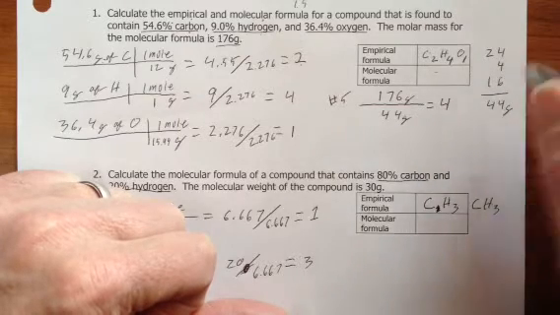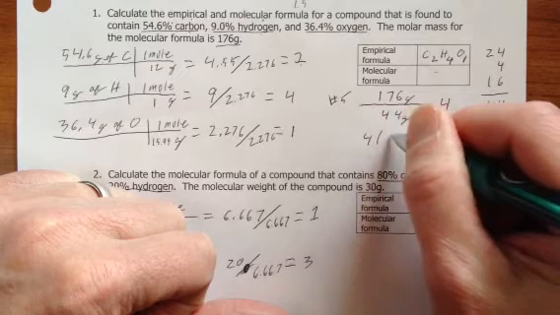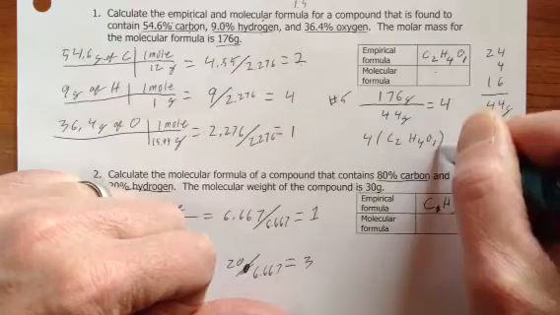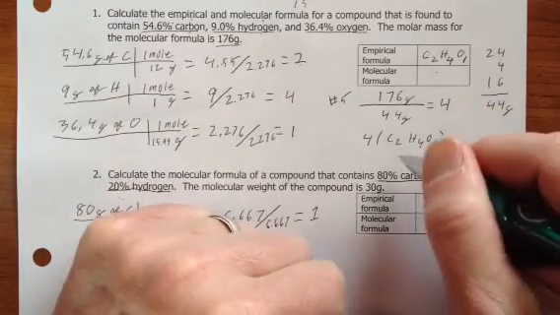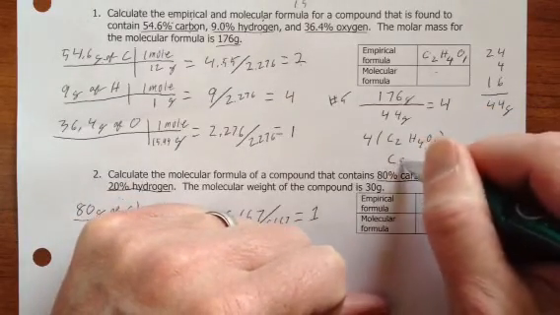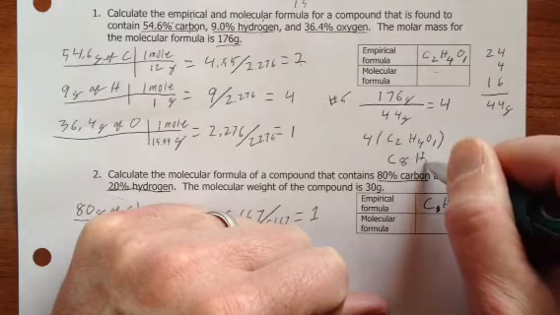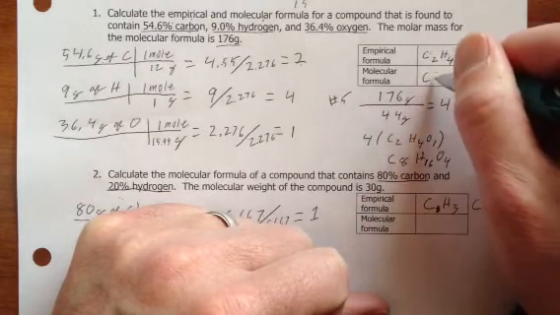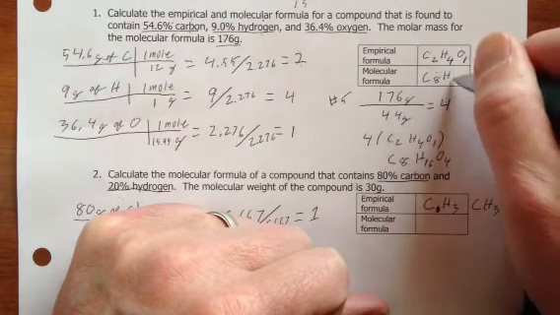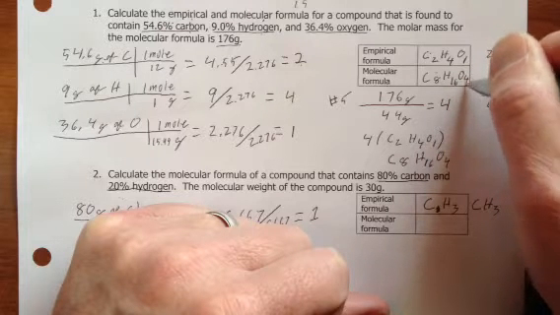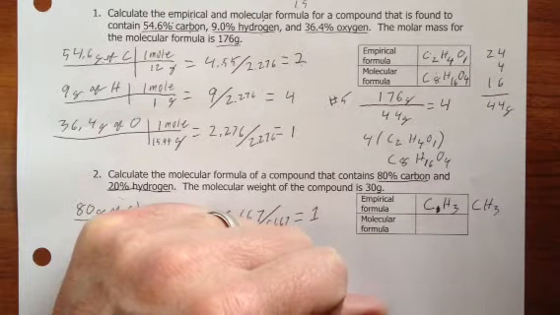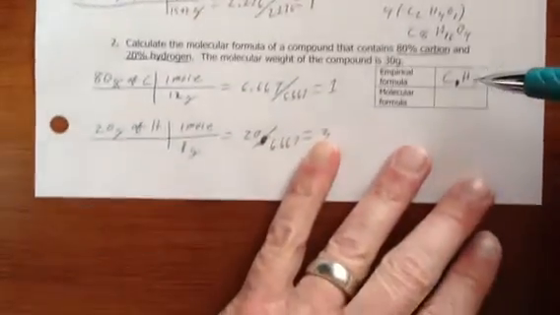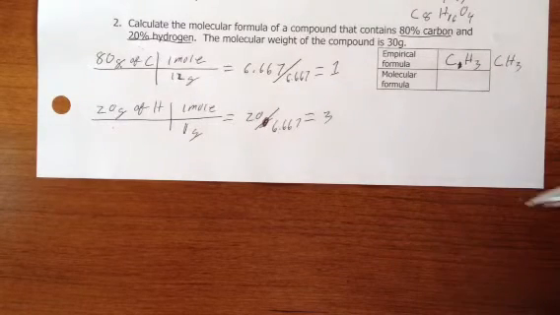Well, if it's 4 times bigger, we take our 4 times our C2H4O1, and that will give us our C8H16O4. So C8H16O4 being 4 times bigger. Alright, I'll have you work the last problem and then I will come back and see if you have the correct answer to that.